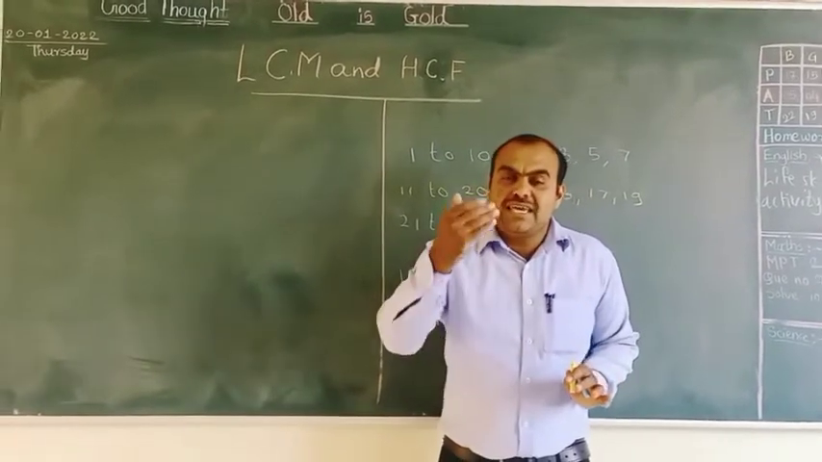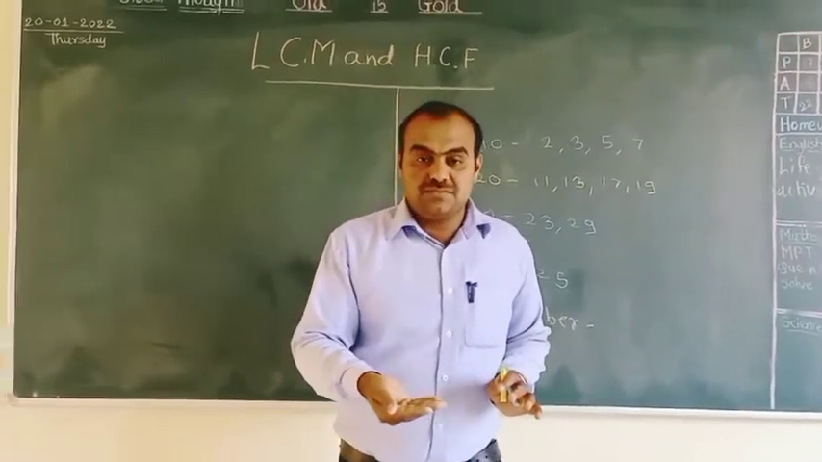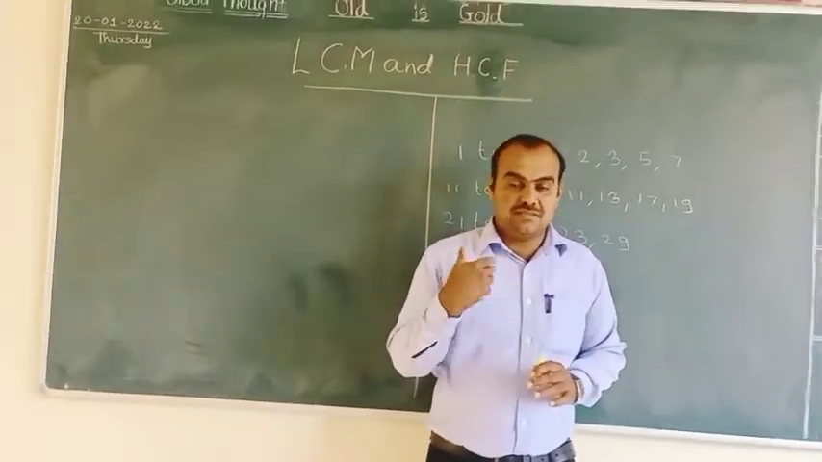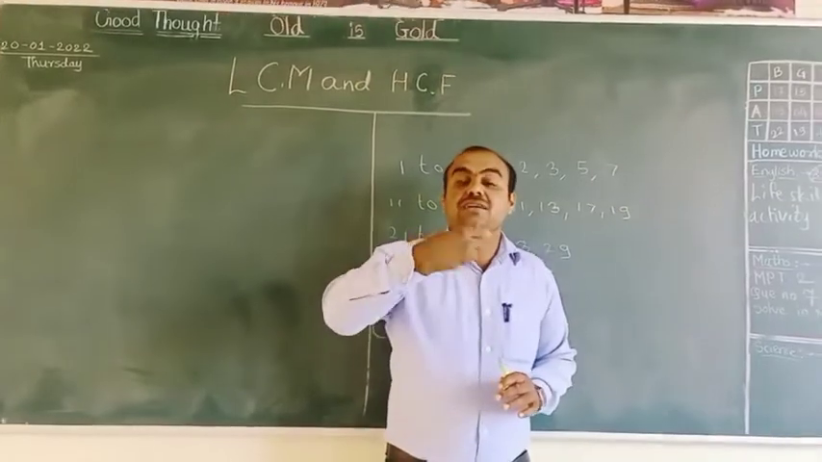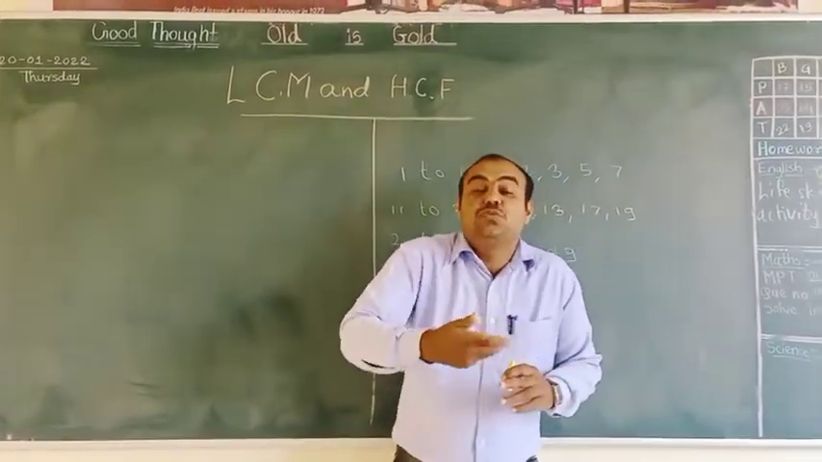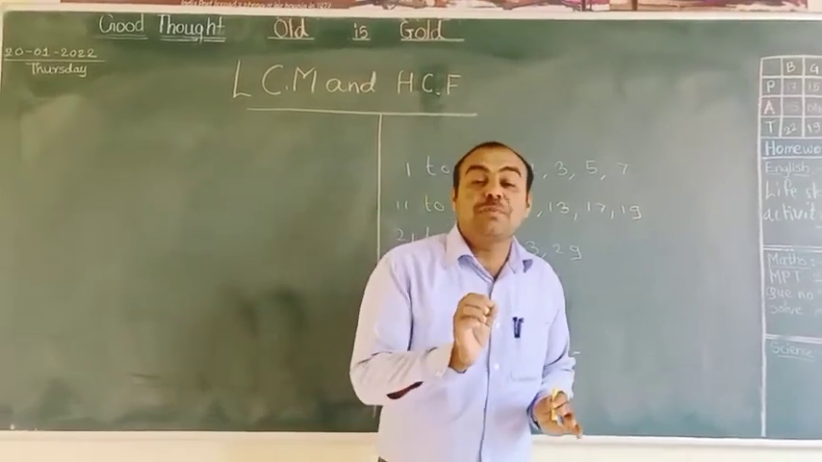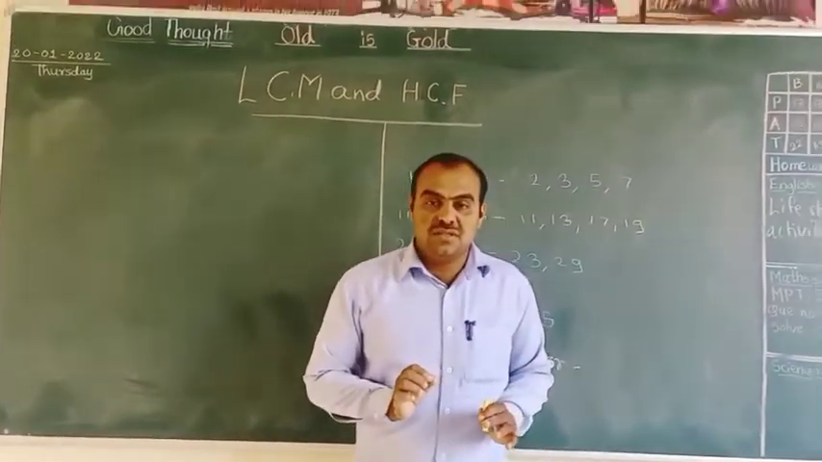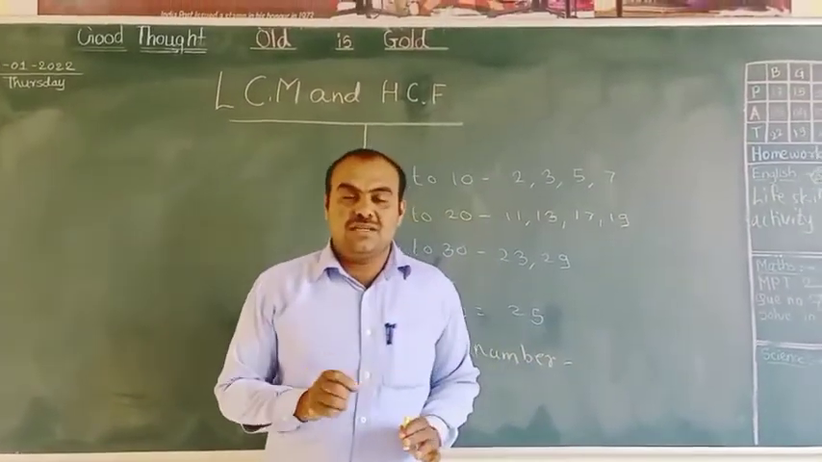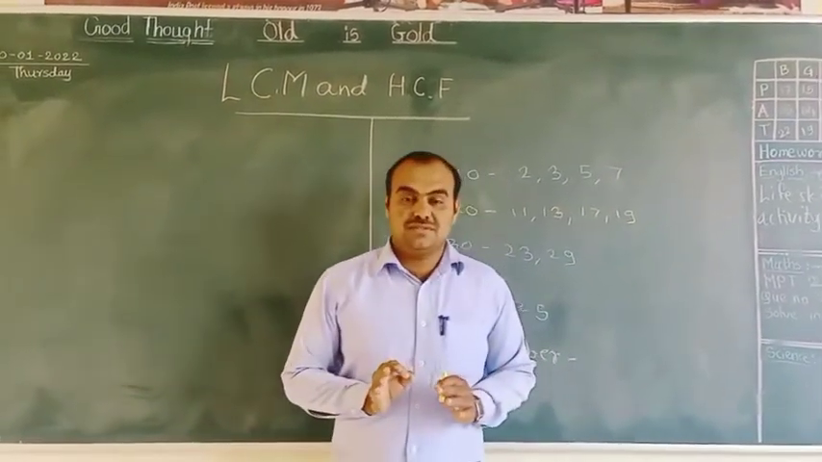Like this, any two consecutive numbers are co-prime numbers, like 3 and 4, 4 and 5. Successive numbers are co-prime to each other. Also, any two odd numbers you take are co-prime numbers.